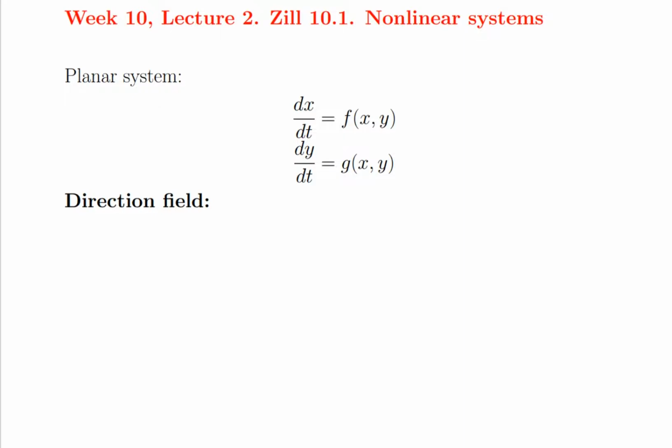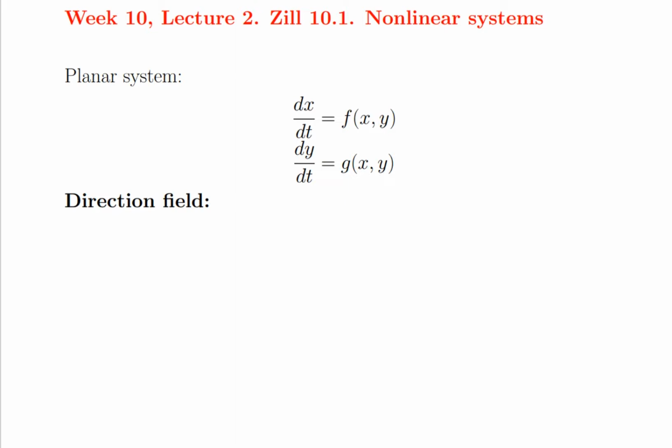Welcome to Lecture 2 of Week 10, where we continue our study of nonlinear systems. Last time we looked at fixed points and gave the definition of how they could be stable or unstable. And I gave some examples of one-dimensional systems, and now we'll look at two-dimensional systems, which of course will be a little bit more complicated.